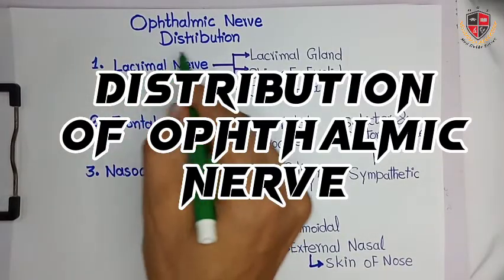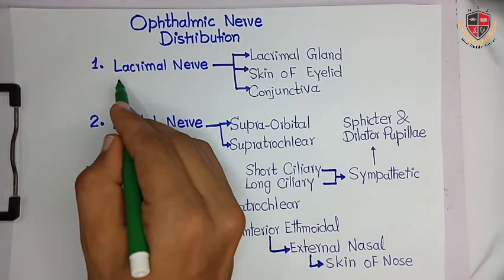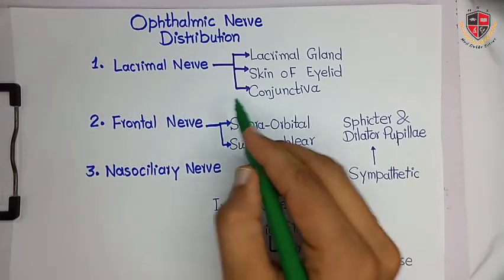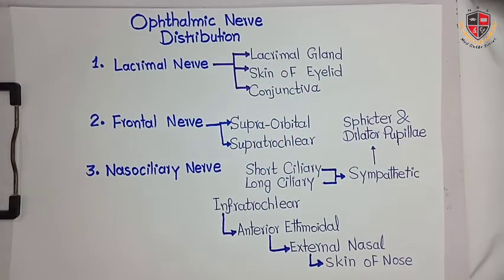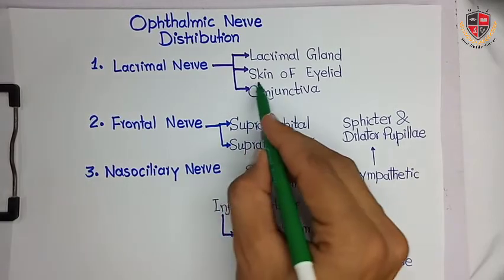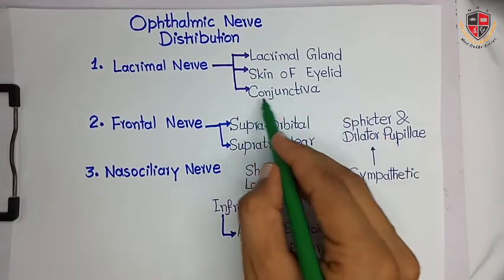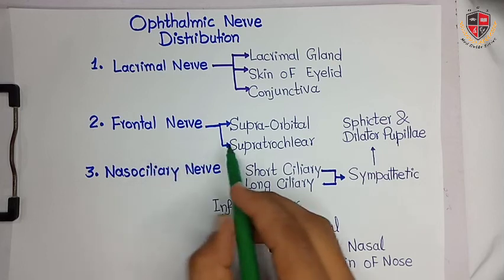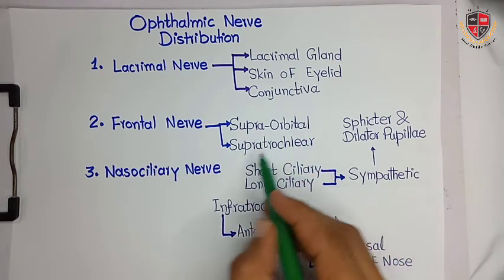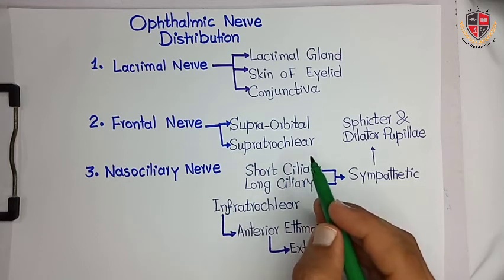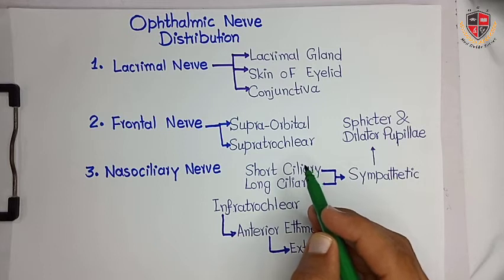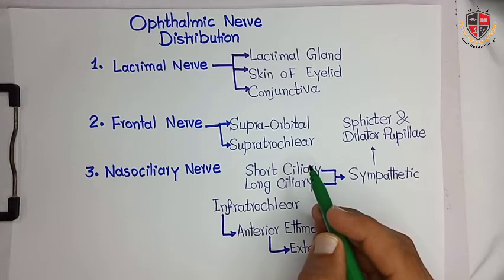Now this is the distribution of the ophthalmic nerve. The first branch is the lacrimal nerve, which gives further branches to the lacrimal gland, skin of eye, skin of eyelid, and conjunctiva. The frontal nerve gives branches which are the supraorbital branch and supratrochlear branch. The supraorbital branch gives further branches to the mucosa of frontal sinus, skin and conjunctiva of the middle of the superior eyelid, and pericranium and scalp to the vertex.